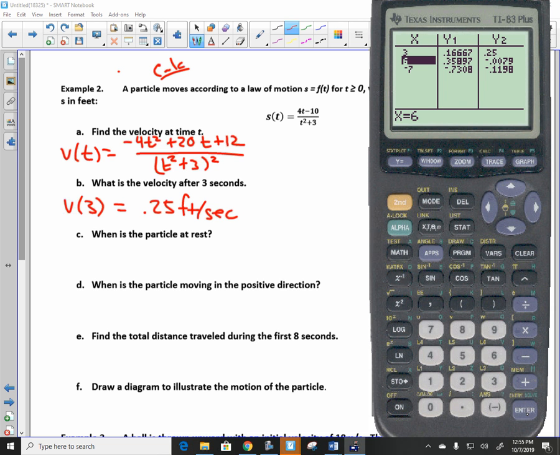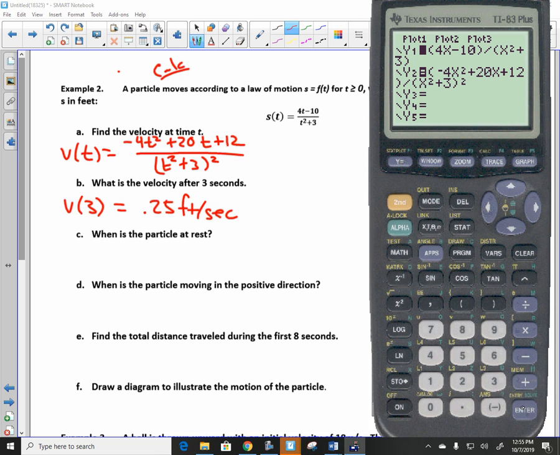When is the particle at rest? The particle is at rest when the velocity is equal to 0. So do I want to look at the first graph or the second graph? Second graph. So I'm going to go into y equals. I'm going to press enter to get rid of that. And what I want to focus on now is y sub 2. So I'm going to zoom 6, and I'm going to look at that graph.